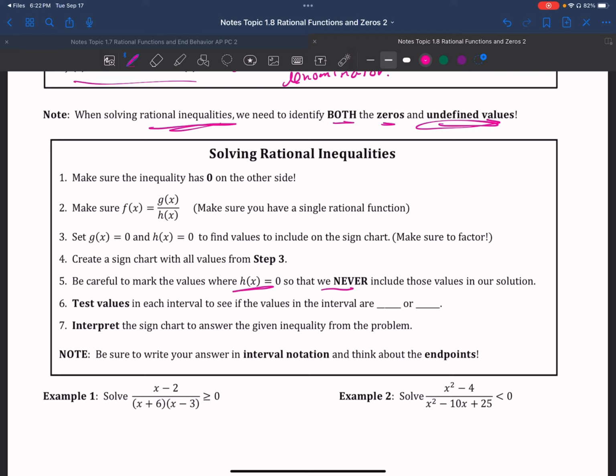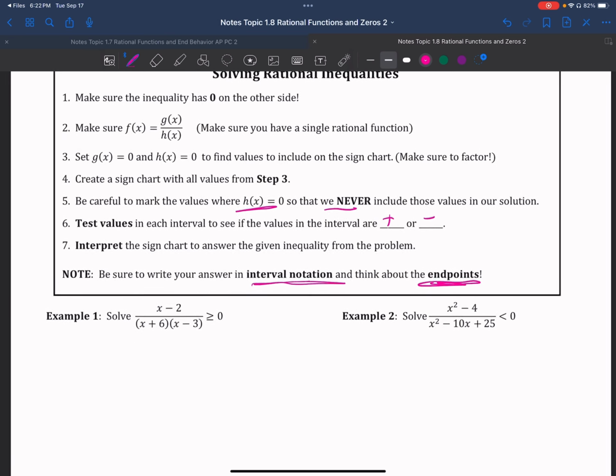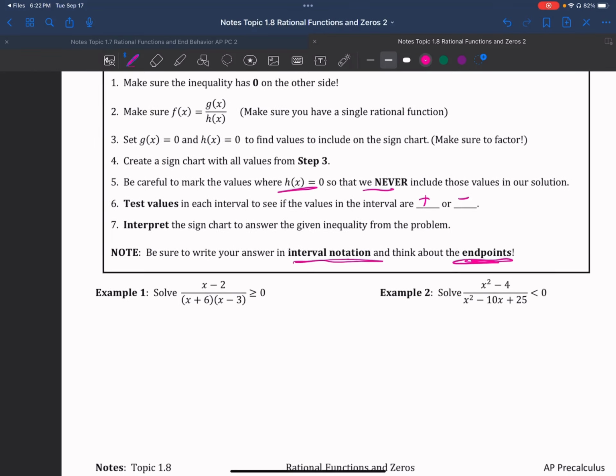Then you're going to test the values in each of the intervals to see if the intervals are positive or negative. After that, we're going to interpret the chart to answer the given inequality from the problem, just like we did before. Please make a note to be sure to write your answer in interval notation and think about the endpoints. So remember, the endpoints could be included with brackets or they could be excluded with parentheses. Hopefully, everything will make more sense with an actual example.